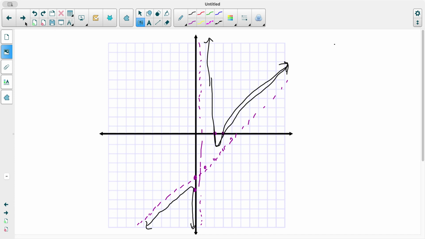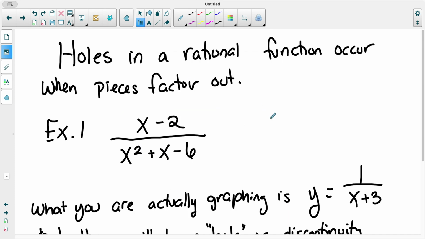Okay, so the other thing that we have to go over is holes. Okay, and again, y'all know the deal. Y'all can pause this whenever you need to. I'm going quick, so the video is not that long. Okay, so holes in a rational function occur when pieces factor out, okay?